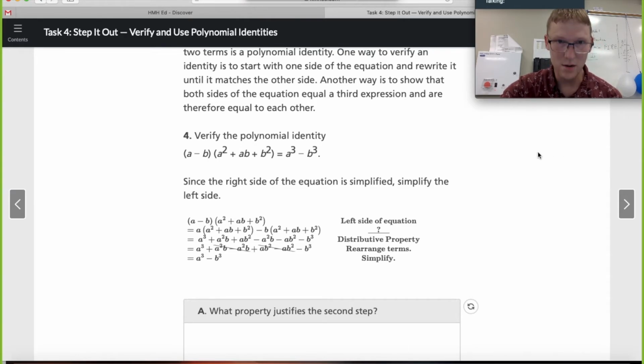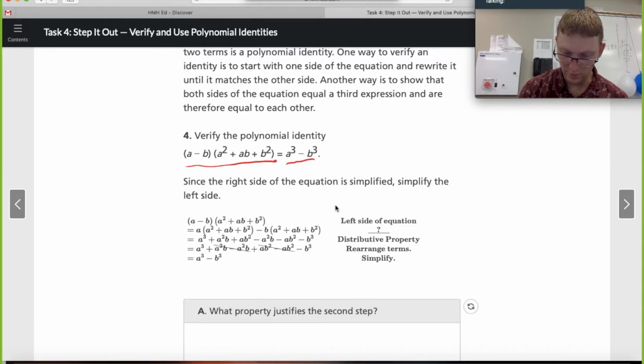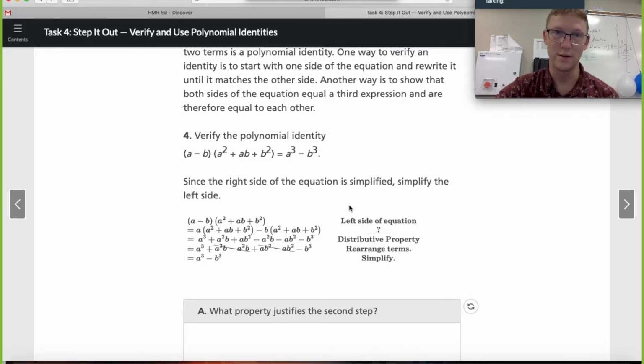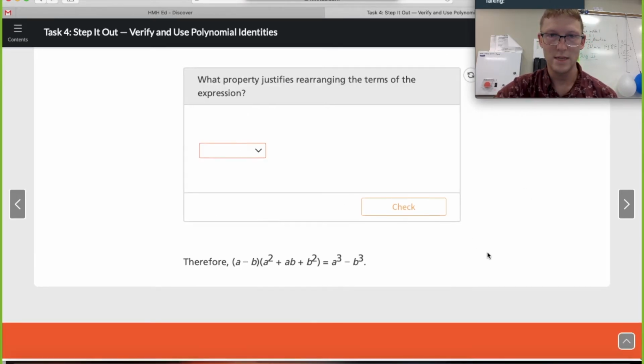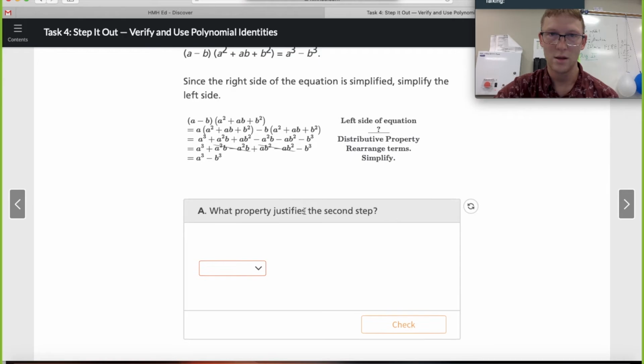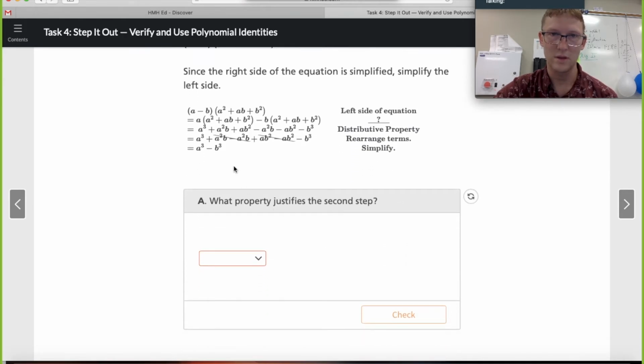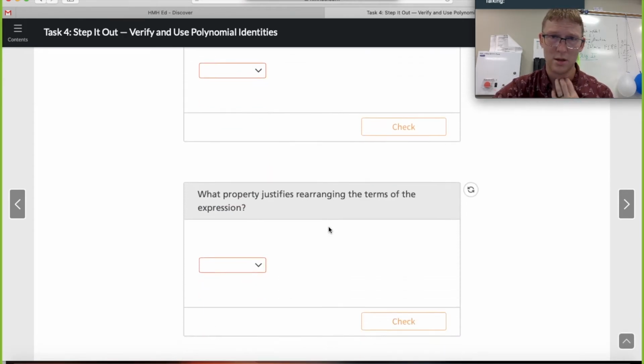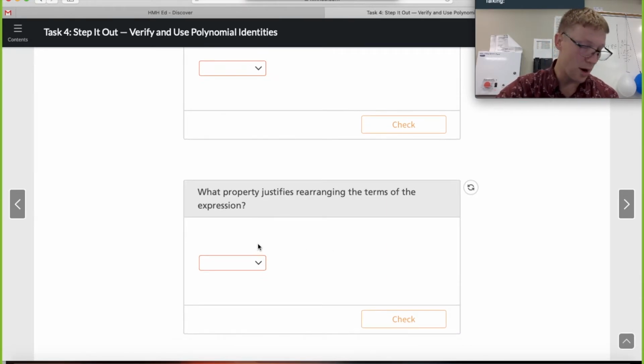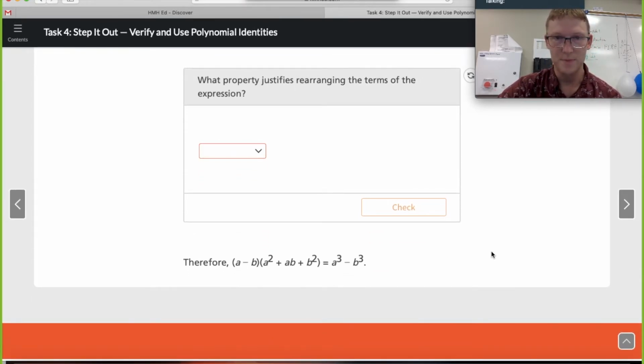So all we did there is we simplified the left side of the equation, and it now equals the right. Identity proven. And we did that by using, in the second step, the distributive property. Third step, we used the commutative property of addition, and that was just so that we could rearrange, combine like terms, things like that. Therefore, we have proved that this is a polynomial identity. Good job. Let's do it again.